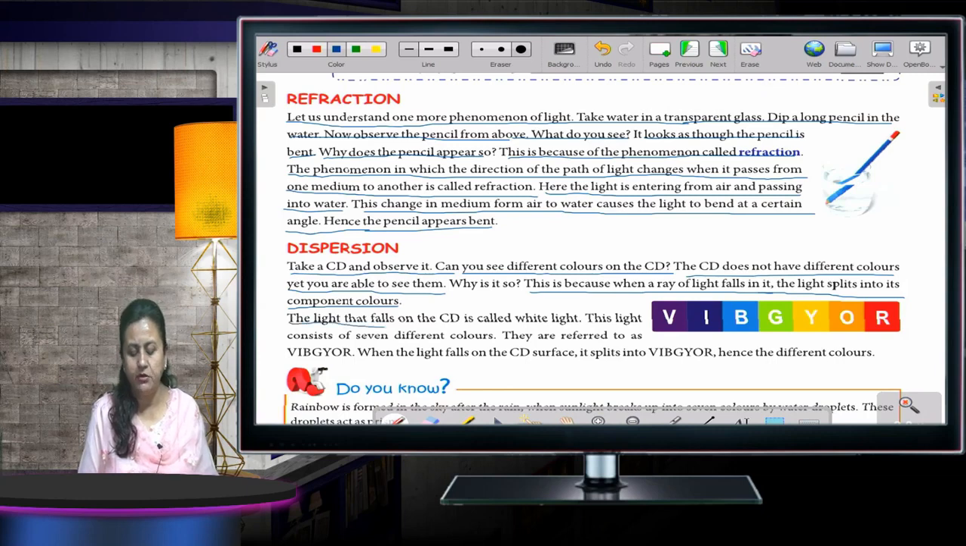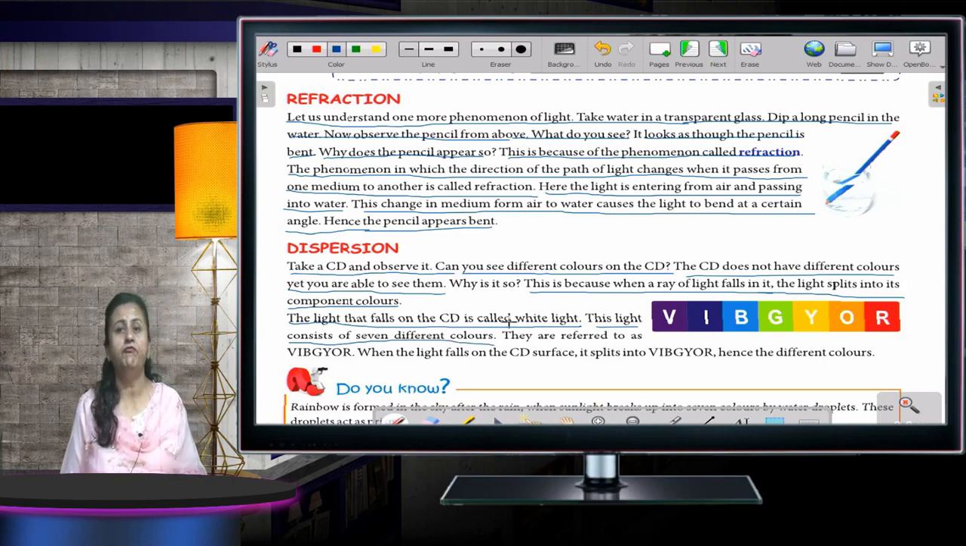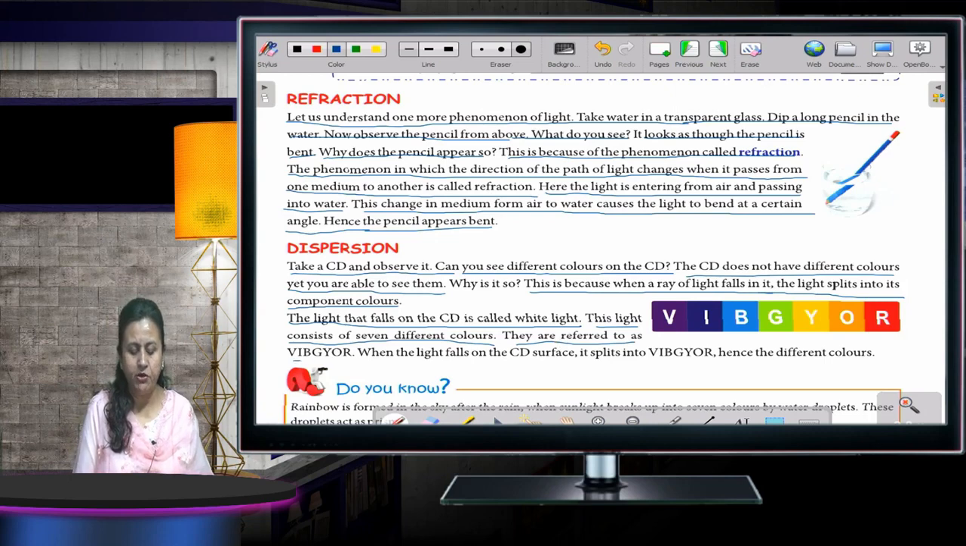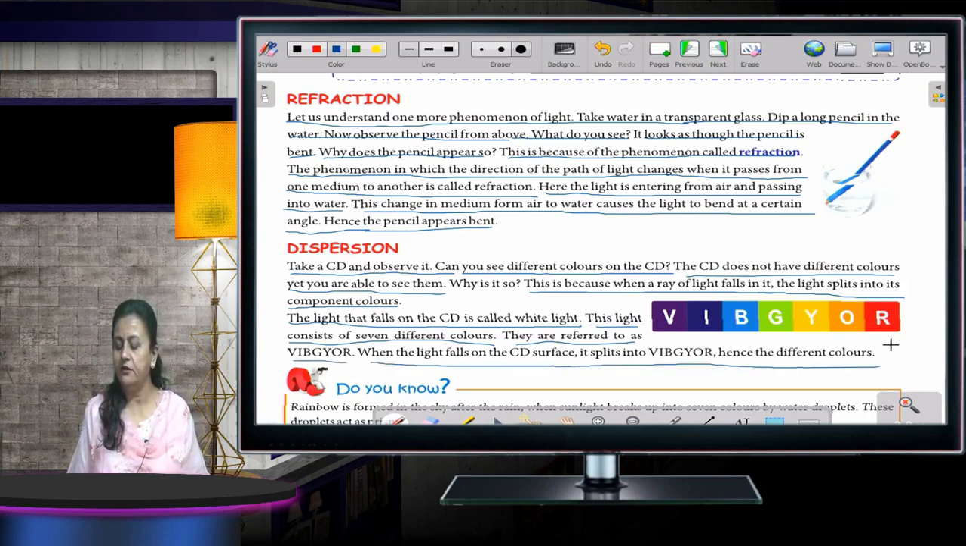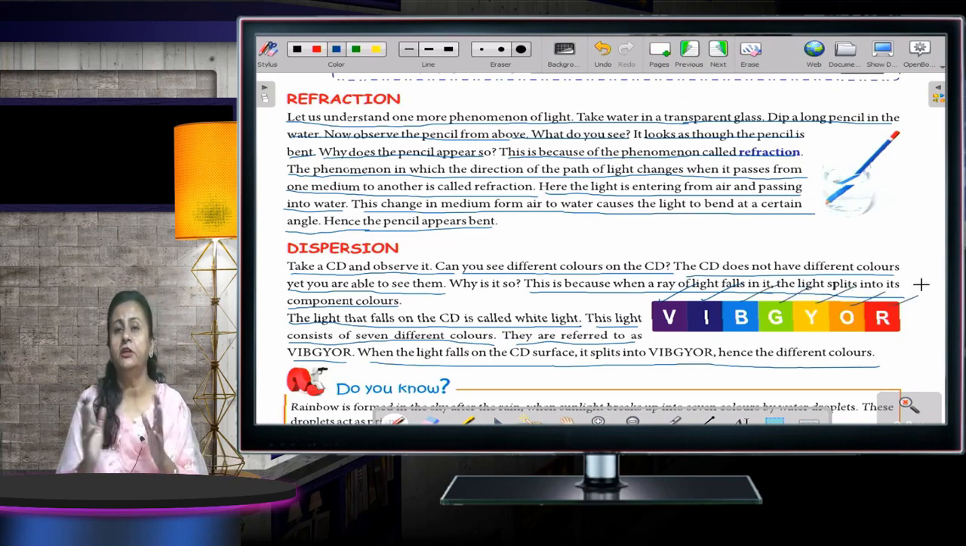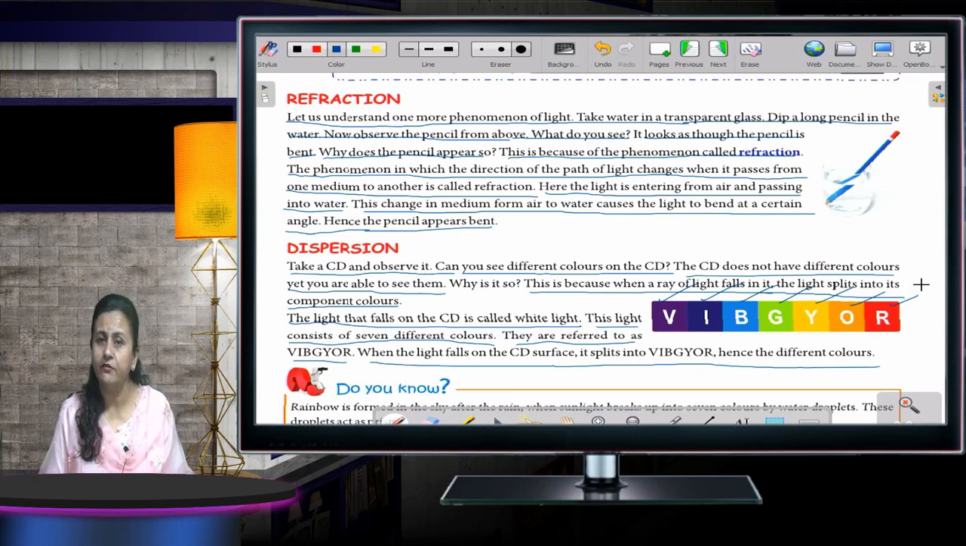The light that falls on the CD is called white light, and the light consists of 7 different colors, as you all know, VIBGYOR. You must have heard of this word. When the light falls on the CD surface, it splits into VIBGYOR. Hence, the different colors. White light is made up of 7 different colors: violet, indigo, blue, green, yellow, orange, and red. And if we term them all together, that is known as VIBGYOR.